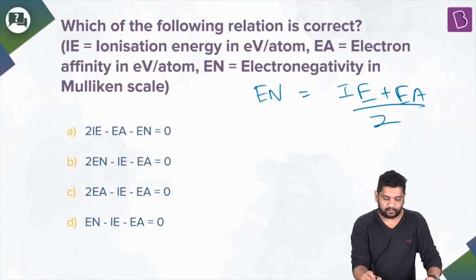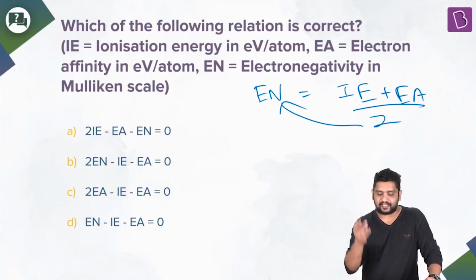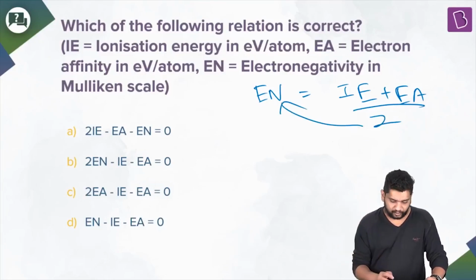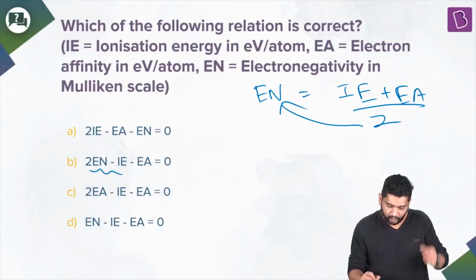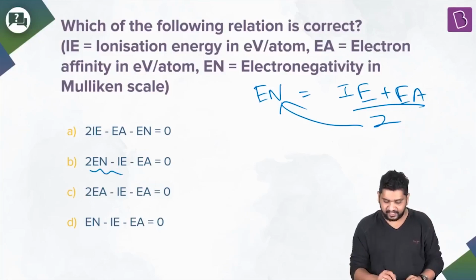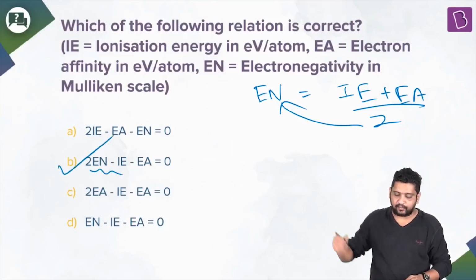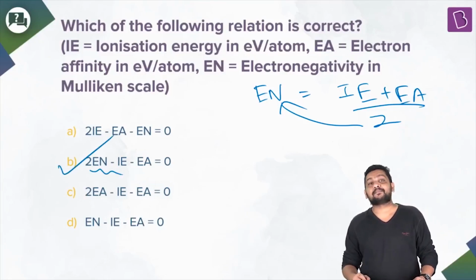So if I cross multiply, what do I get? 2EN minus IE minus EA equal to 0, right? So 2EN minus IE minus EA equal to 0 is something that I can see here. This is exactly what we are looking for. So the final answer is B option.